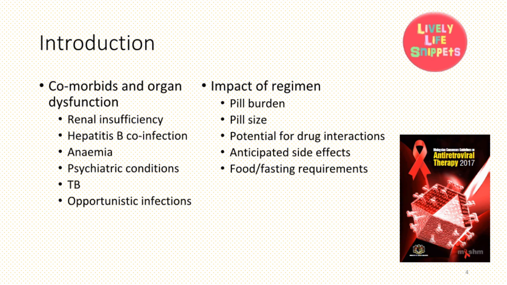Comorbidities such as renal insufficiency, hepatitis B co-infection, anemia, psychiatric conditions, tuberculosis and opportunistic infections need to be investigated because different drugs have different side effect profiles. In terms of impact of regimen, as a pharmacist, we need to support patients to be compliant to their treatment as much as possible to avoid resistance and treatment failure.